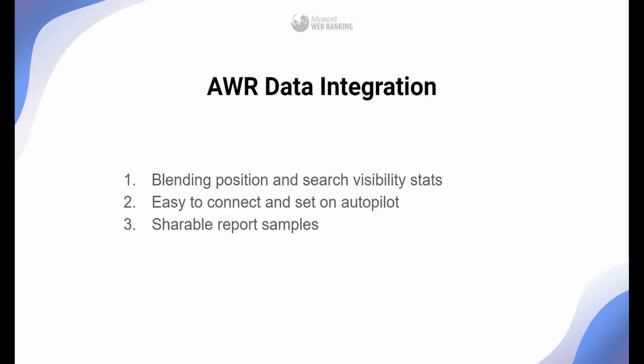Okay, that's cool. So let's now talk a bit about the Advanced Web Ranking data integration itself. So as a service for search results tracking, we offer two types of data: keyword data for domains or specific URLs, and visibility, click share, and other stats that are calculated at the keyword group or project level. Both types of data can be pulled to Data Studio automatically and used with new reports or with reports created from our own report samples.